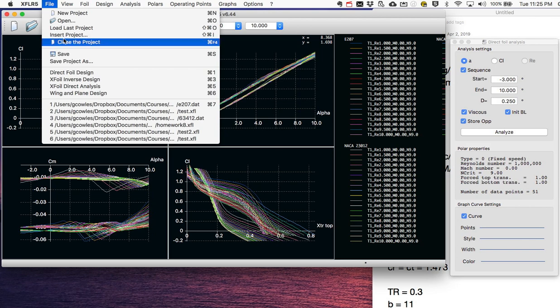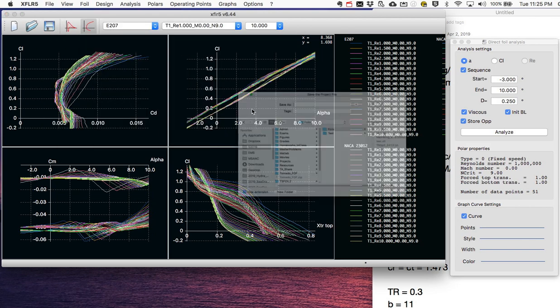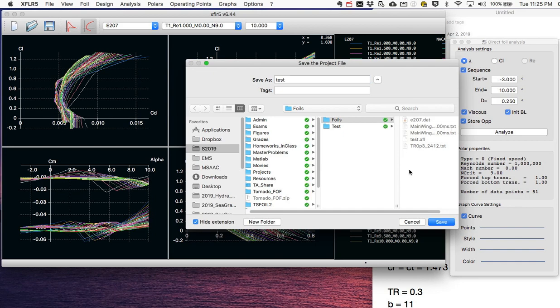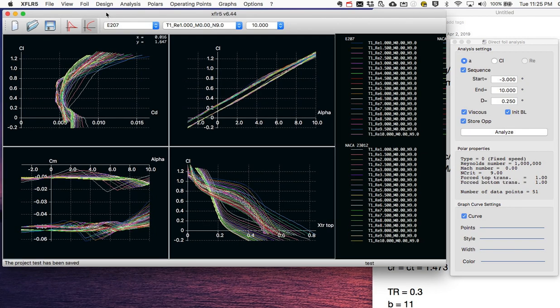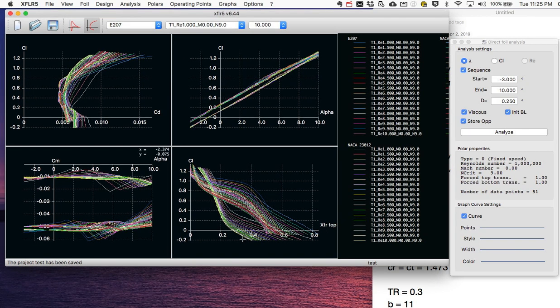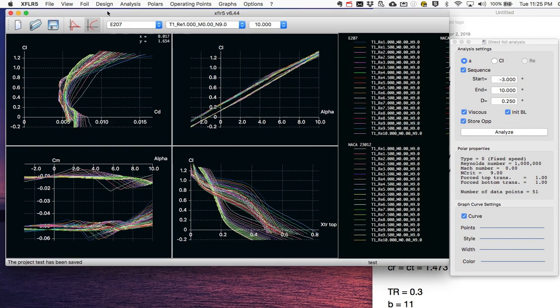I'm just going to save this for now, so I do File, Save Project. I probably have something in this folder. I'll just overwrite that. Test. Sounds good. Replace. Okay, so that's saved. Down here it says the project's been saved. The name's Test. And now we're going to build a wing.